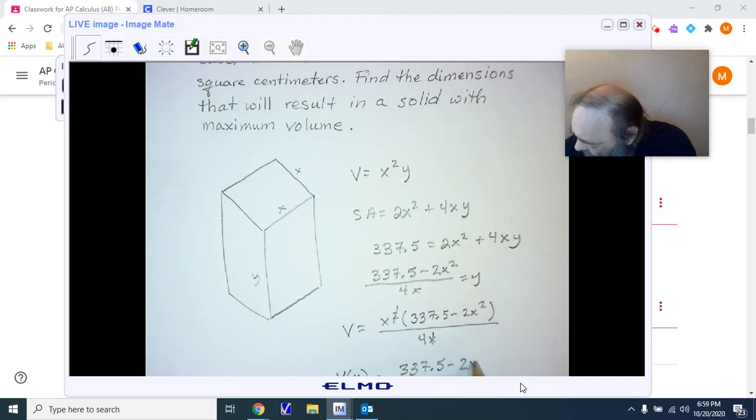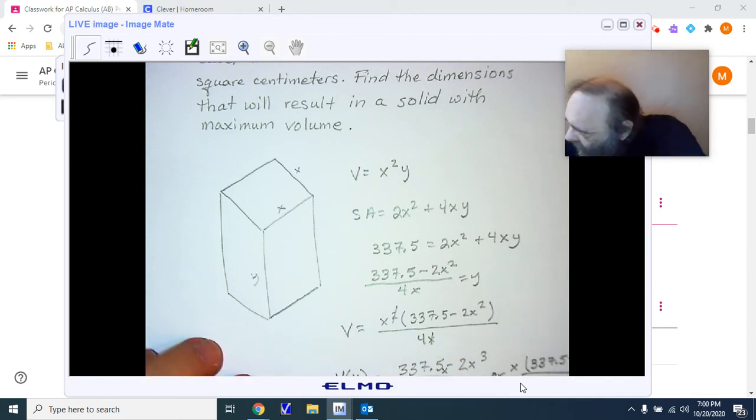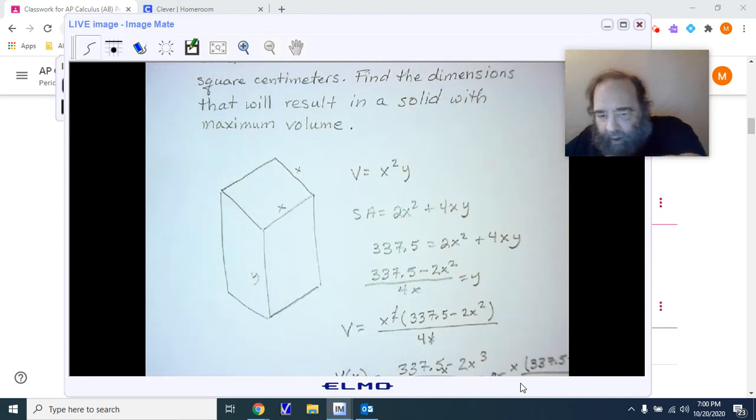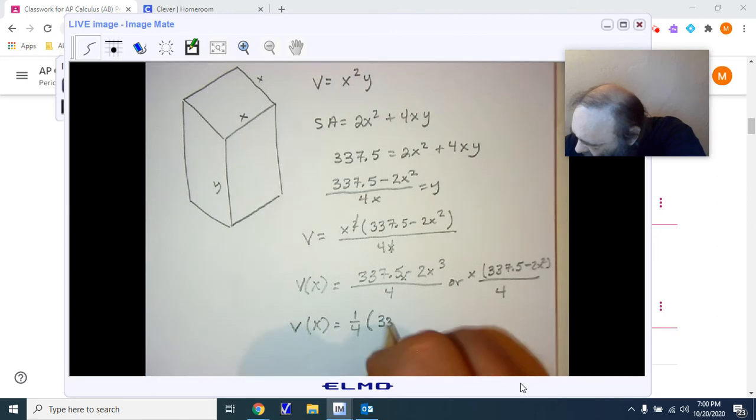337.5 minus 2x cubed. Don't forget your x, over 4. Or x times 337.5 minus 2x squared over 4. I think I like that second one better because I can now take that 1/4 and bring it out in front. Let's go ahead and just keep it in so that I can do my derivative quickly.